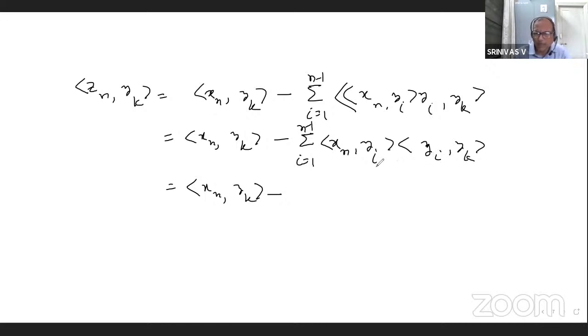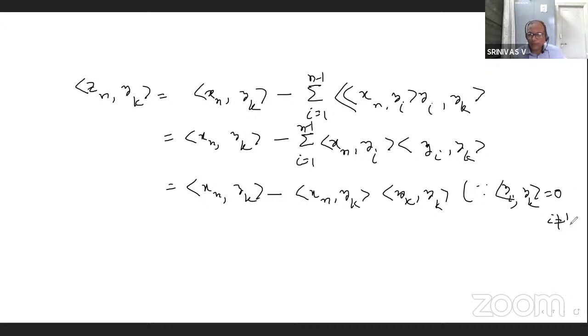Now i is varying. So when i is k, you get inner product xn comma yk into norm yk square. When i is k, this term will be xn comma yk into yk. The other terms, when i is not equal to k, are 0, since yi comma yk is 0 for i not equal to k. I used this: if your i differs from k, this will vanish. So you don't need to write the other n minus 2 terms. Now norm yk square is 1. So this is inner product xn comma yk minus xn comma yk, into 1. So this is 0, since norm yk square is 1.